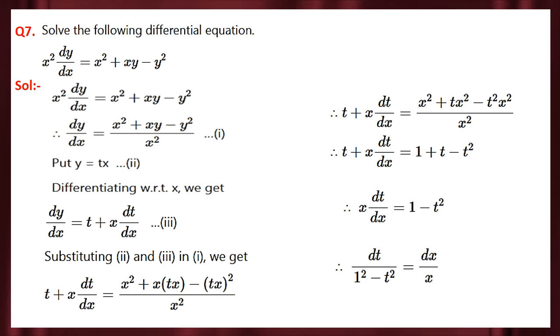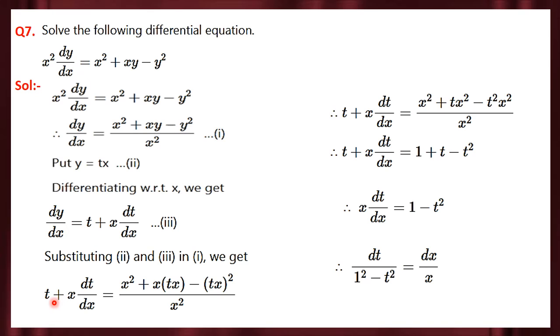Question number 7. Solve x square into dy by dx is equal to x square plus xy minus y square. Now here we will take x square to the RHS, then it is dy by dx is equal to (x square plus xy minus y square) upon x square. Take it as equation number 1 and take the substitution y is equal to tx, equation number 2, and then differentiate, because we need the substitution for dy by dx also in equation number 1. So dy by dx is equal to t plus x into dt by dx, which is equation number 3.